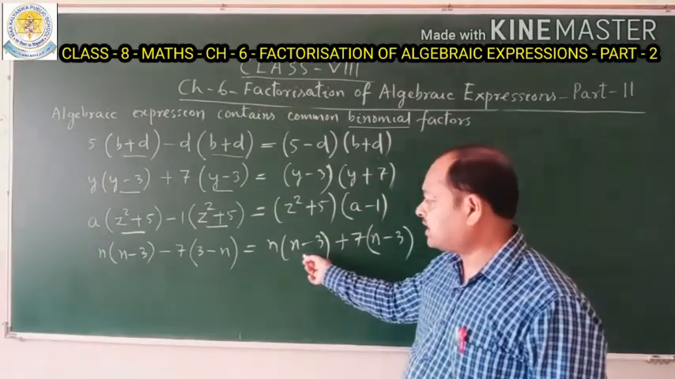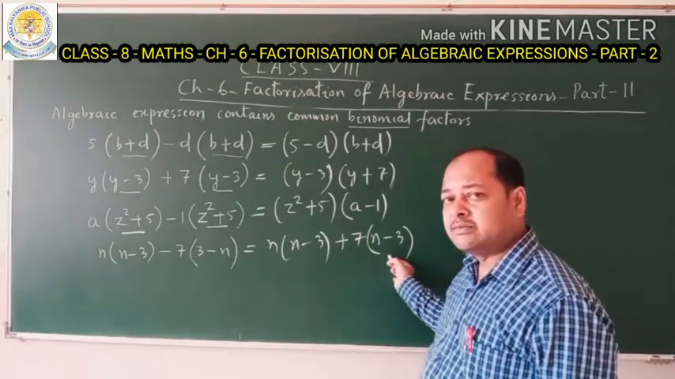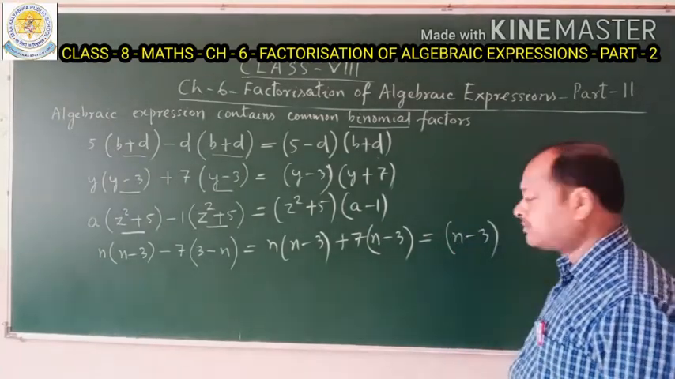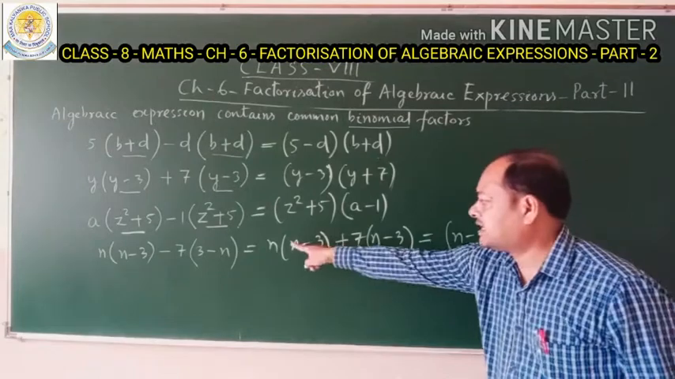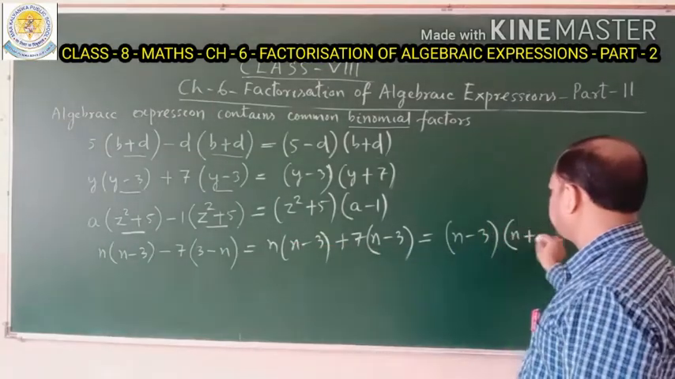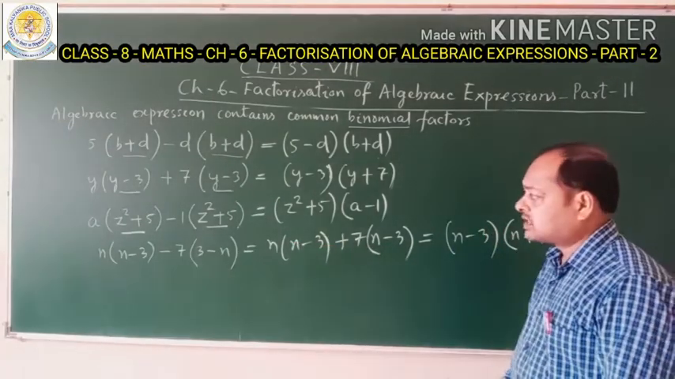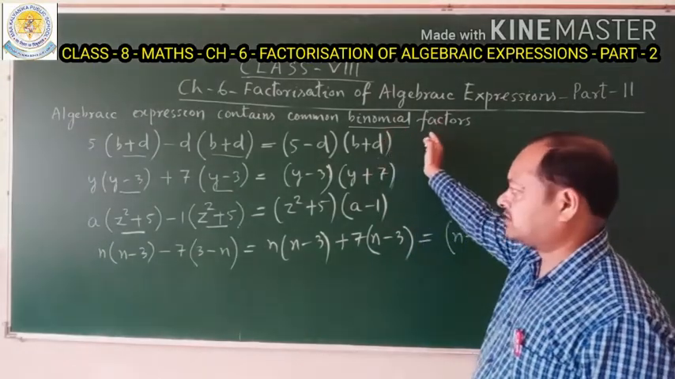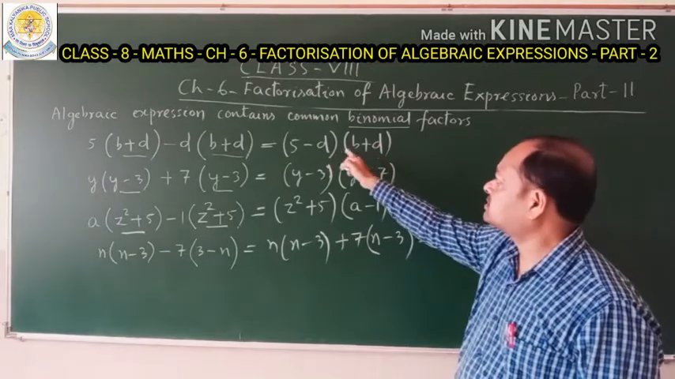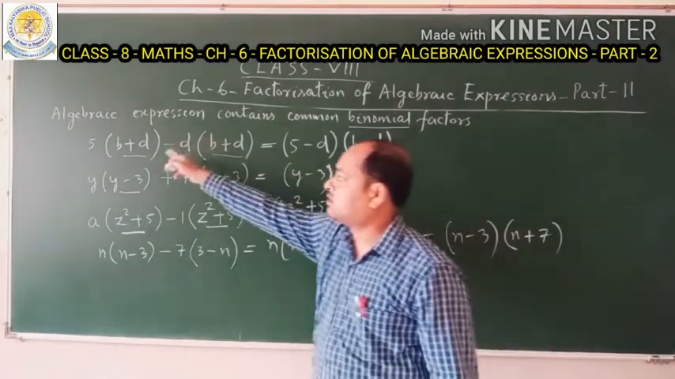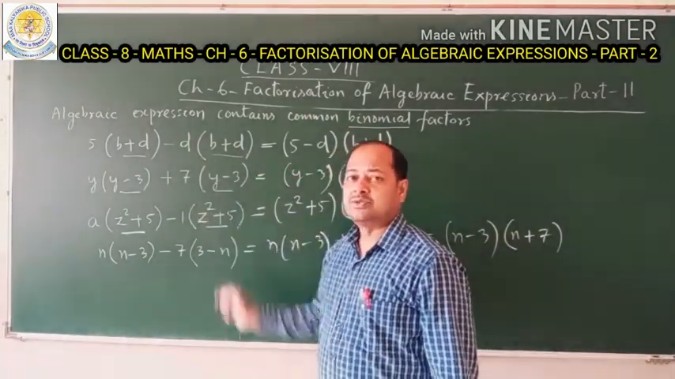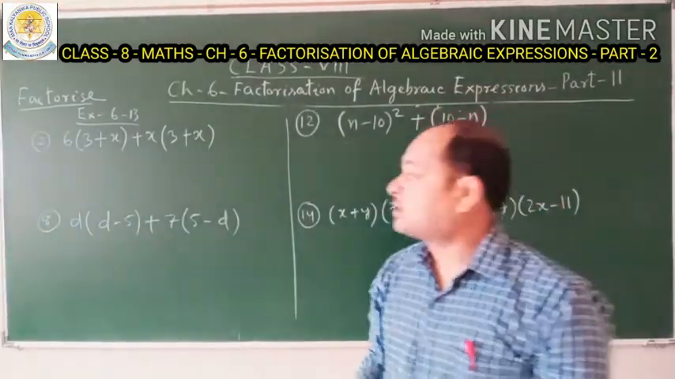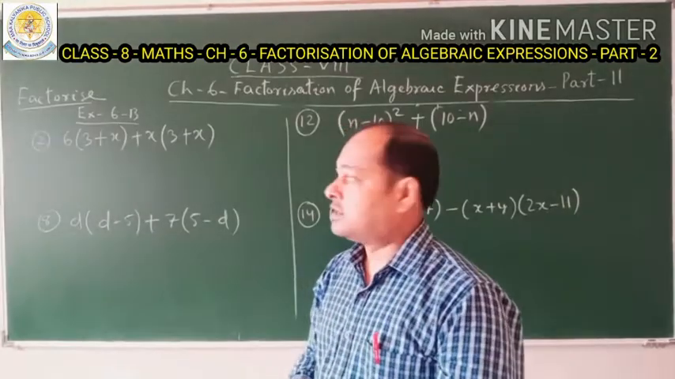We have already made n minus 3 common in both expressions. So how can we write it now? n minus 3 is one term and the other term is n plus 7. Likewise, we can do this with many common binomial factors. These are called binomial factors because there are two terms present in all these cases. Now we are going to discuss some exercise problems.